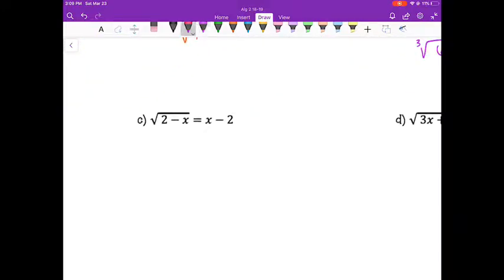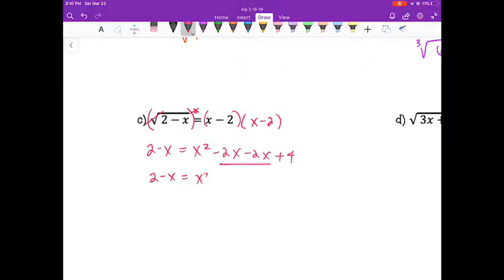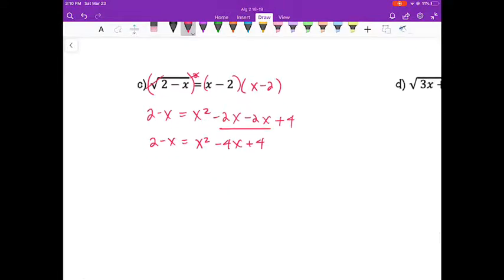In example C then, when I square both sides to get rid of that square root, note that on the right, we're going to be squaring a binomial, so we are really going to be foiling. On the left, it cancels. I have 2 minus x. On the right, x squared, outsides minus 2x and insides minus 2x. Last, negative 2 times negative 2, positive 4. I'm going to combine my right-hand side, x squared minus 4x plus 4.